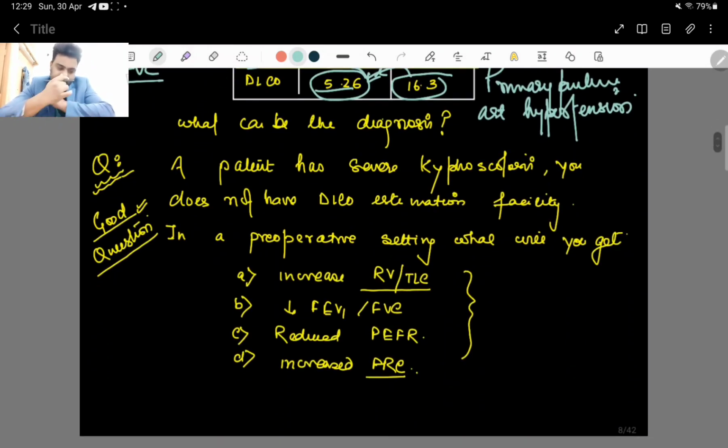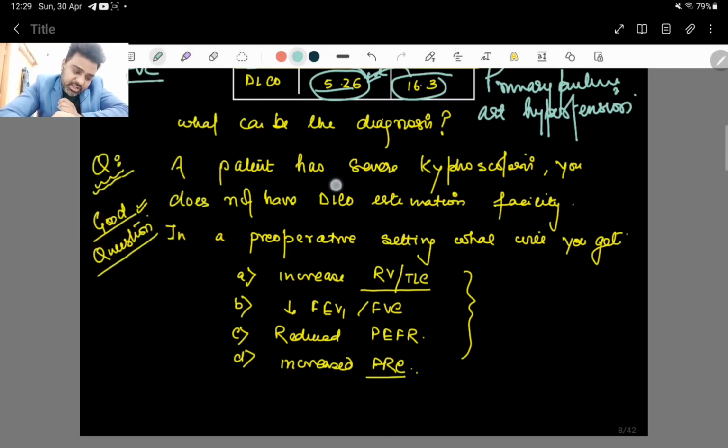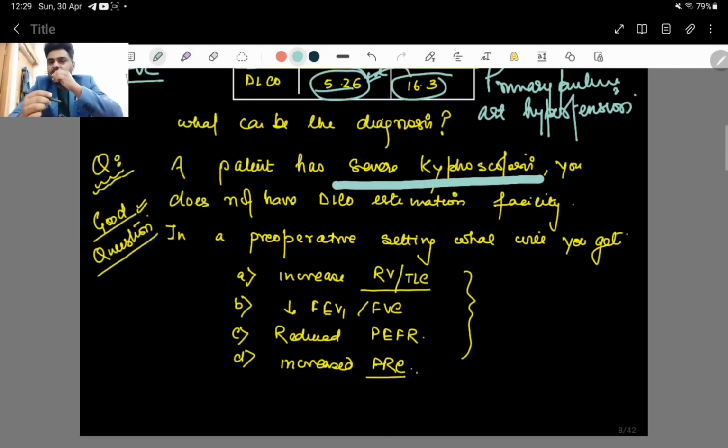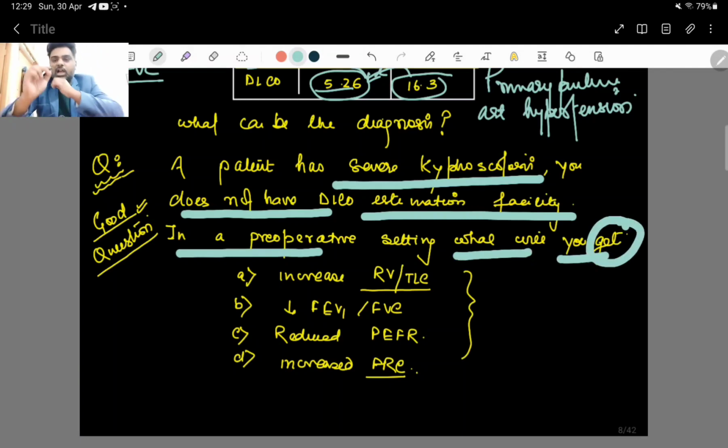Again a question. A patient has severe kyphoscoliosis. That means kyphoscoliosis is a restrictive lung disease. Which kind of restrictive? Extraparenchymal restrictive lung disease. Suppose you do not have DLCO estimation facility, because we know that with the help of DLCO we can differentiate restrictive lung disease. In a pre-operative setting, what will you get? I have told you, the best predictor to differentiate intraparenchymal from extraparenchymal restrictive lung disease is DLCO.